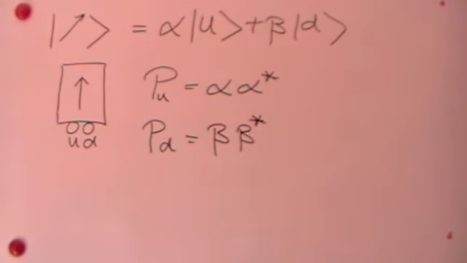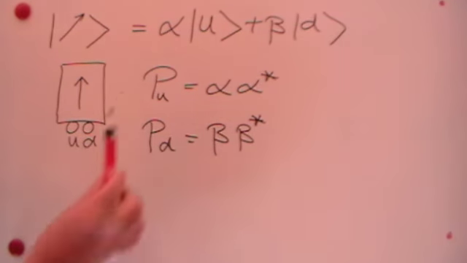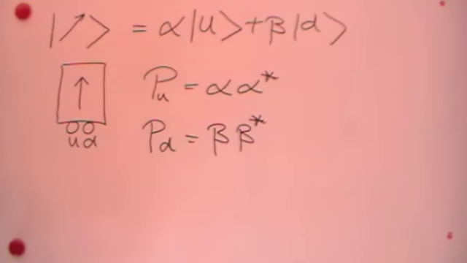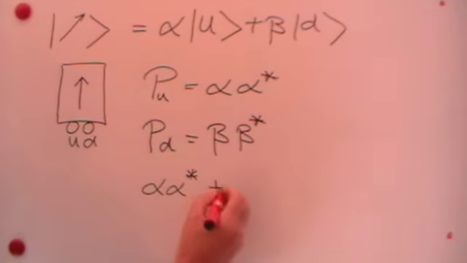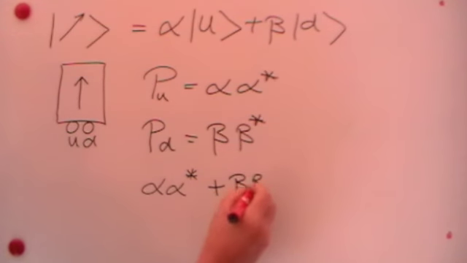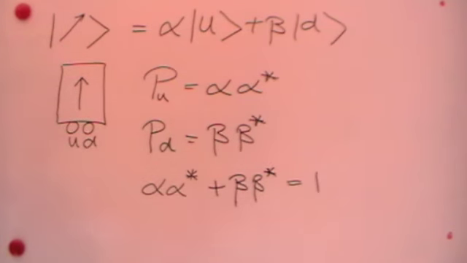And since you must get one or the other, since those are the only two options, it's either up or it's down, it must be true that the probability of getting an up, which is alpha alpha star, plus the probability of getting a down, which is beta beta star, must equal 1. Because you must get one or the other. So the total probabilities must sum to 1.